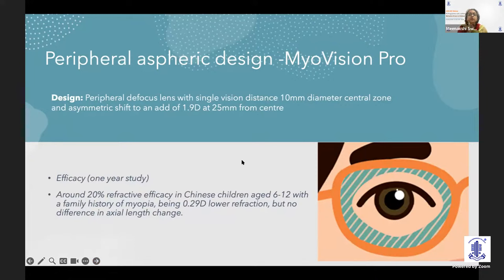Right, so now we go to the most specific ones. The peripheral aspheric design is a peripheral defocus lens with single vision distance, a 10 millimeter diameter central zone, and an asymmetric shift to an add about 25 millimeters from the center. You just remember that there are two zones, right? So how effective is this? The brand name was MyoVision Pro. Around 20% refractive efficacy in Chinese children aged 6 to 12 with a family history of myopia, compared with single vision lenses. Refraction seemed to be affected, but for axial length, there was no big change. So we need better ones. Peripheral aspheric design is okay, but it's not really up to the mark.